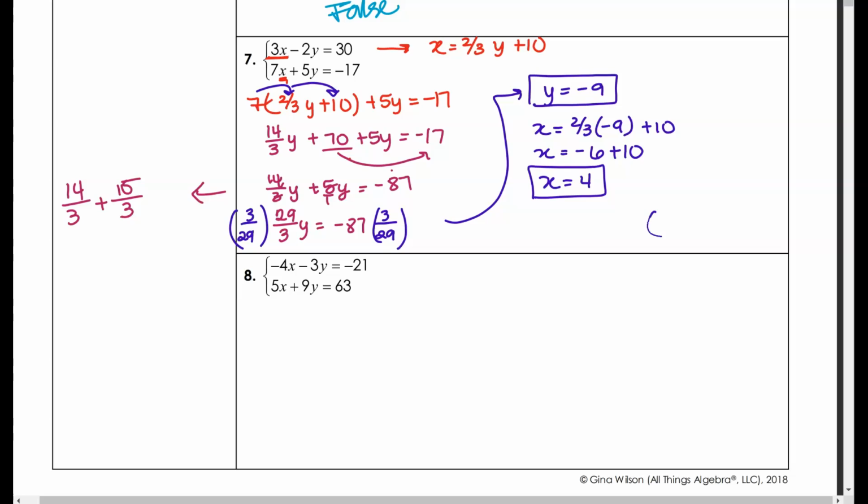So then that means that we are going to have a unique solution, and our solution is when x equals 4, our y value is negative 9. Okay. All right.